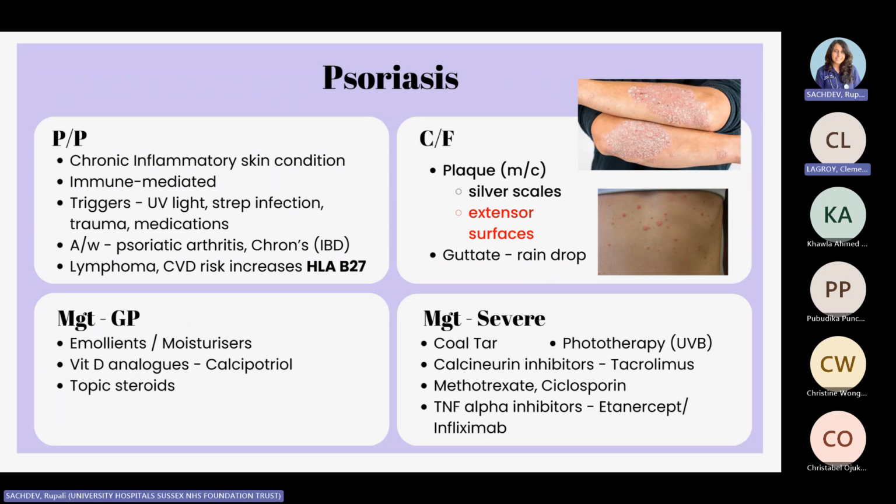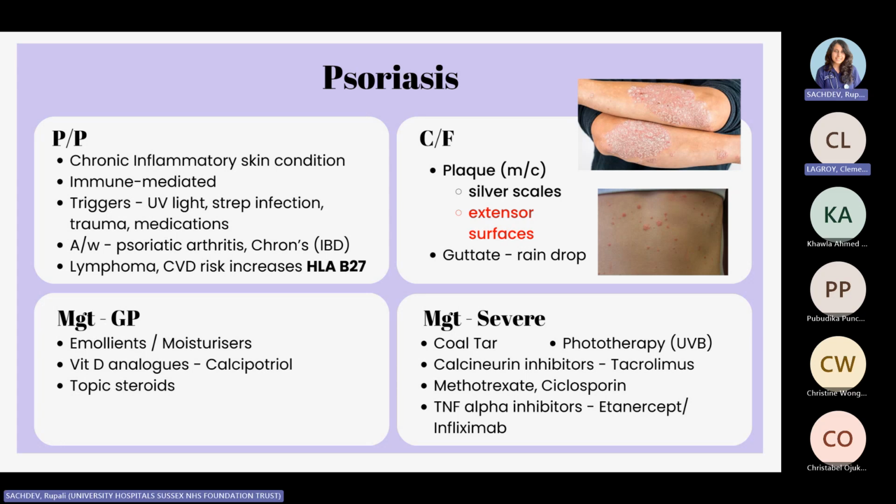And then you've got the guttate, which is the raindrop, and that can also be related, if I'm not wrong, post-viral infection. So the management related with the GP would be emollients and moisturizers again, so very similar to eczema. Make sure you understand the differences between the two diseases, and then the vitamin D analogs such as calcipotriol, and then you've also got some topical steroids, and it's usually a combination where you put one in the morning, one in the evening, if I'm not mistaken, and you do that for a couple of weeks, I believe 4 to 8 weeks, and then you check, and if that's not useful, then you add the number of times you put one of them.